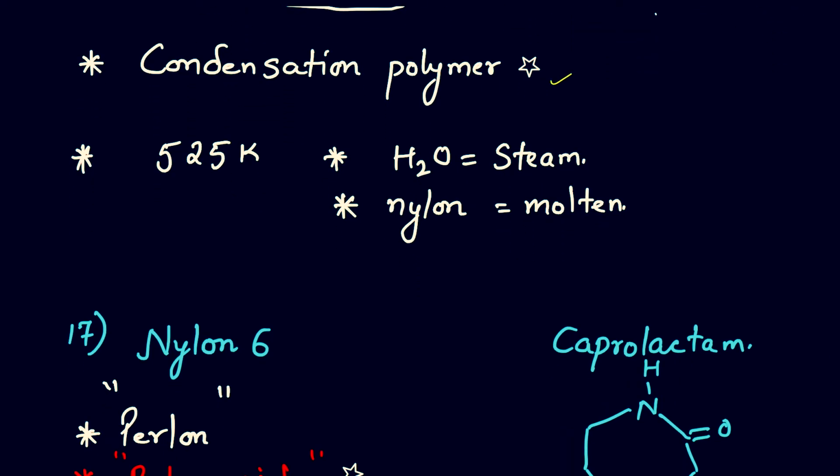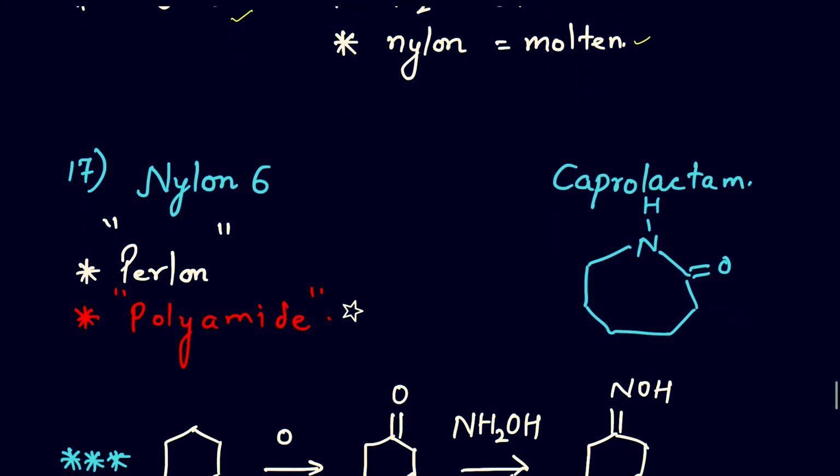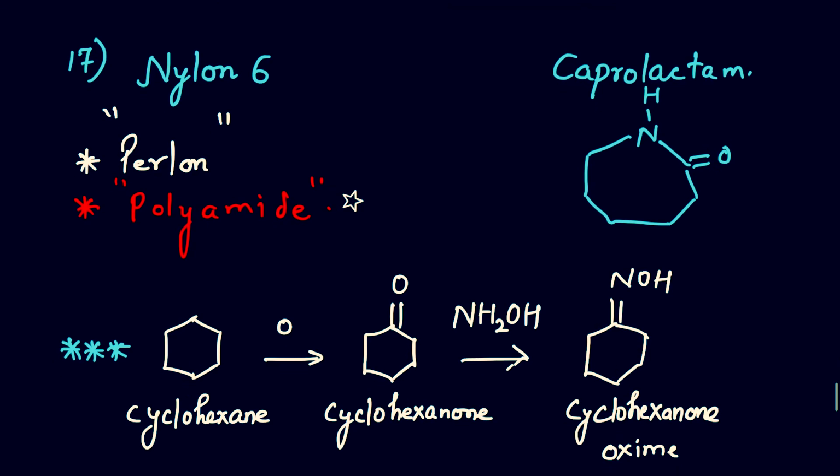The temperature is around 525 Kelvin. We use water in the form of steam and nylon in molten state. Our next polymer is nylon 6. Its monomer is caprolactam. Now caprolactam is a very interesting compound.